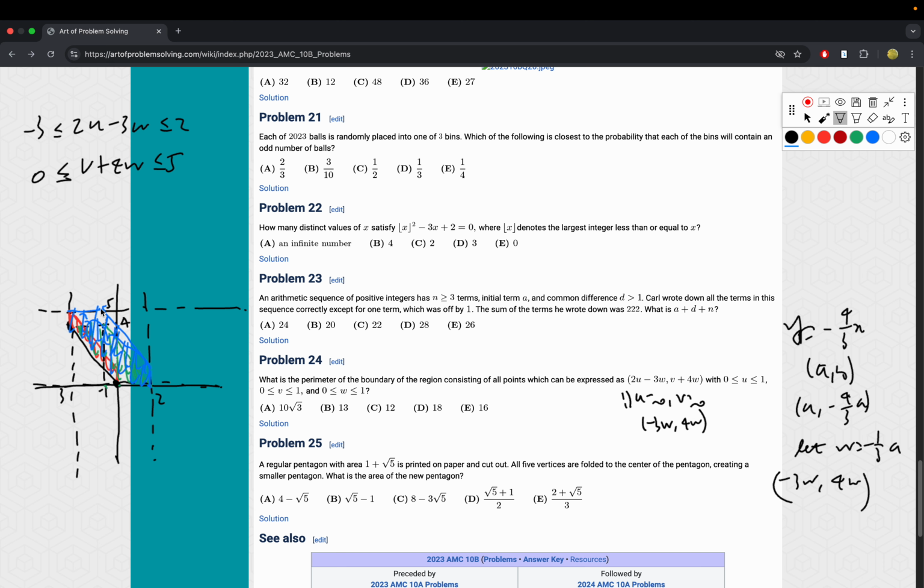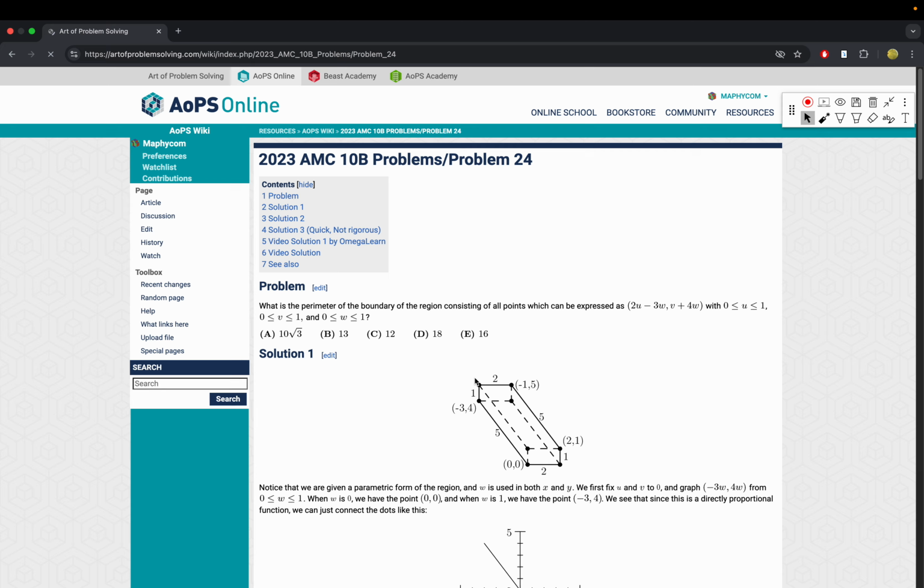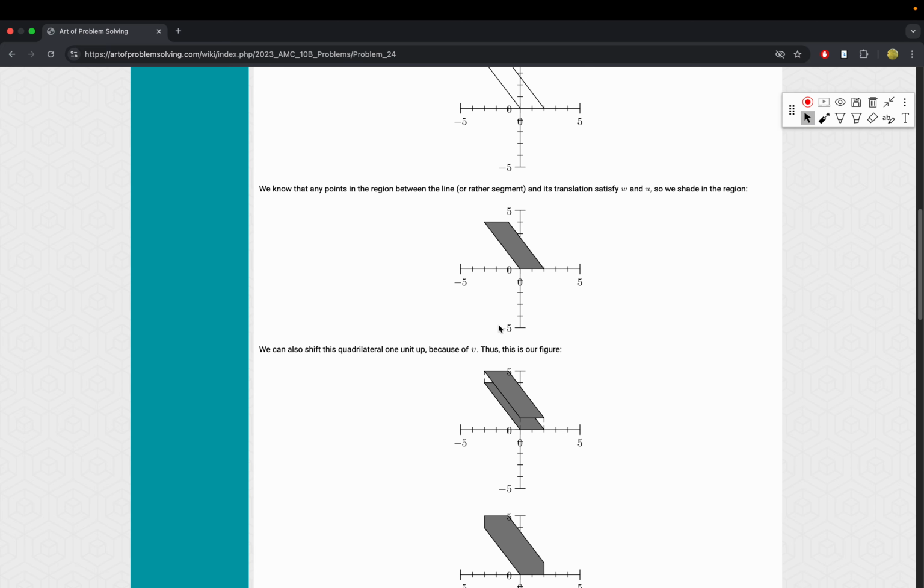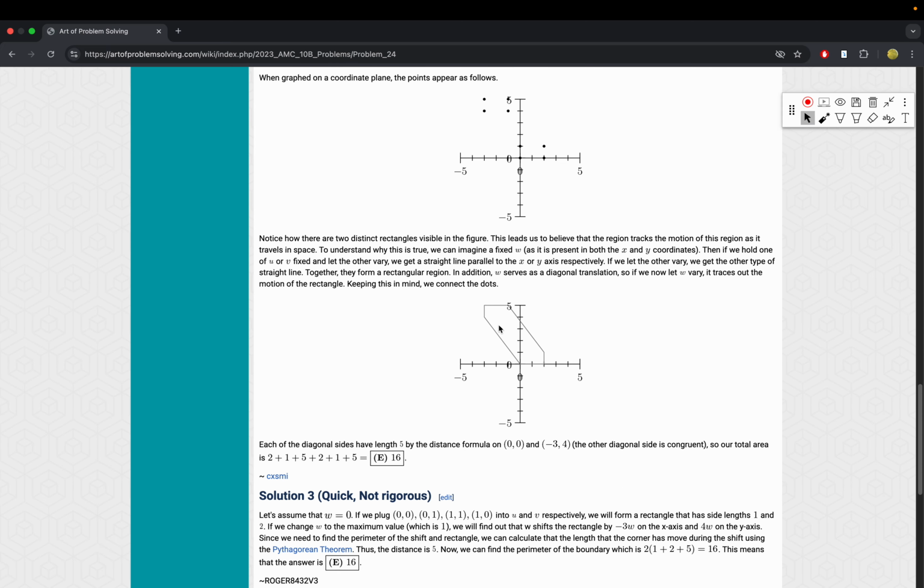Now I'll count counterclockwise. So 2 plus 1 plus 3 and 4, that's 5, plus 2 plus 1 plus 3 and 4, that's 5. So we have 10 plus 6 equals 16. Our answer should be E. Let's check. What is this? Oh, yay, it is 16.